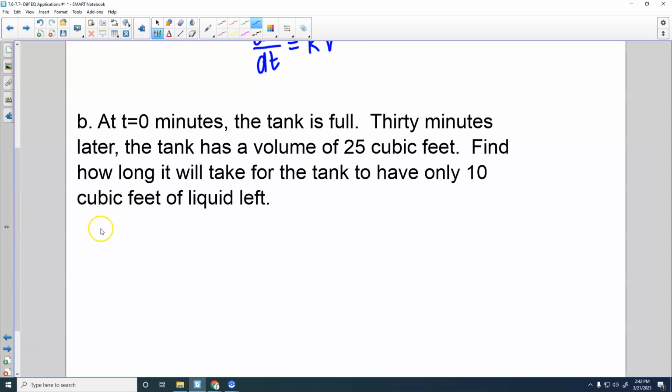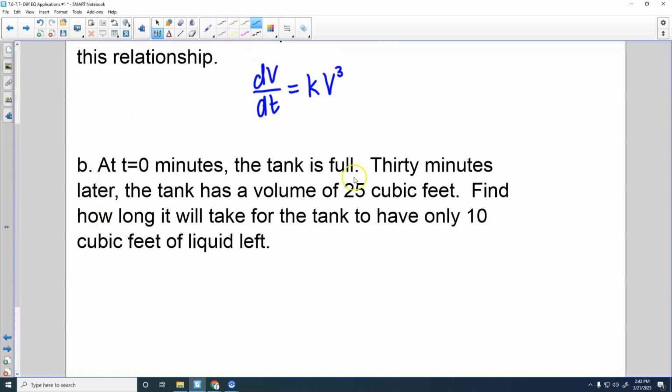So then they give us some information. At t equals 0, the tank is full. 30 minutes later, the tank has a volume of 25 cubic feet. Find how long it will take for the tank to have only 10 cubic feet of liquid left. So now we need to actually solve this. So we need to solve that differential equation first.